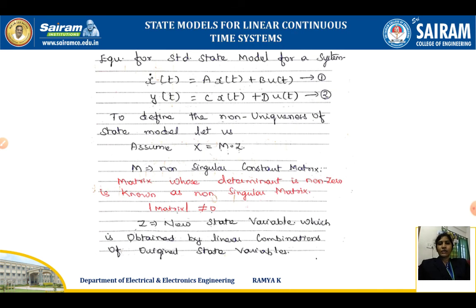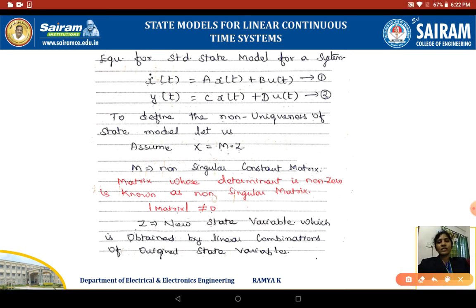Next, we need to read the state model for the linear continuous time system. As we discussed earlier, there are two types of signal: one is the continuous signal and the other is the discrete signal. Continuous signal means that whenever the time varies, the magnitude also varies for any variation in the time factor. Now we are going to read the state model for a linear continuous time system.